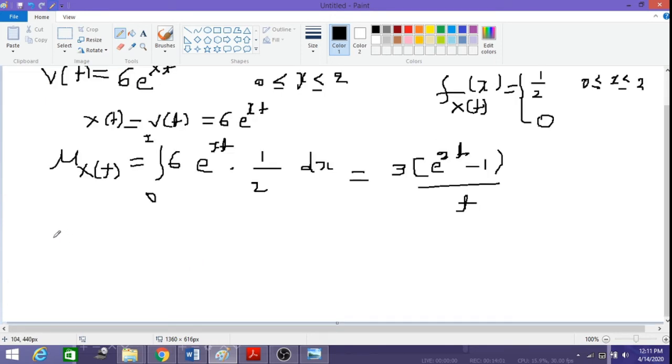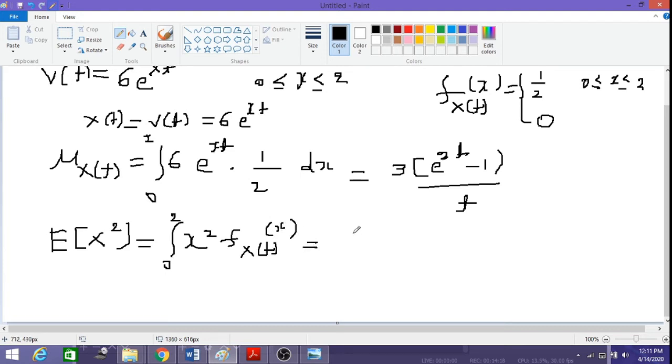Likewise, for the expectation of x square, we will get an integration from 0 to 2 of x square times f x of x. Substituting, I'll straight away write the answer, that is 6 into e power 4t minus 1 by t. So this is what we will get here.